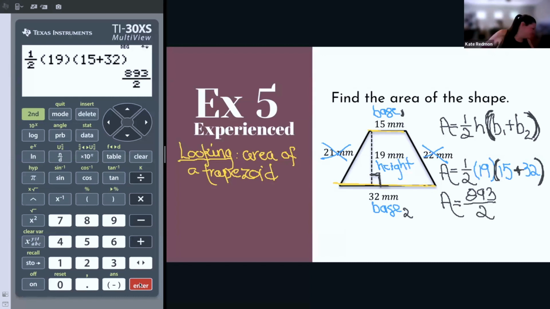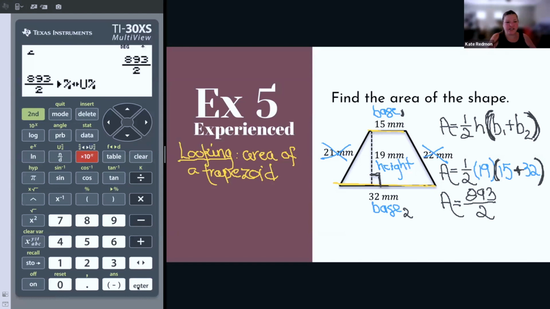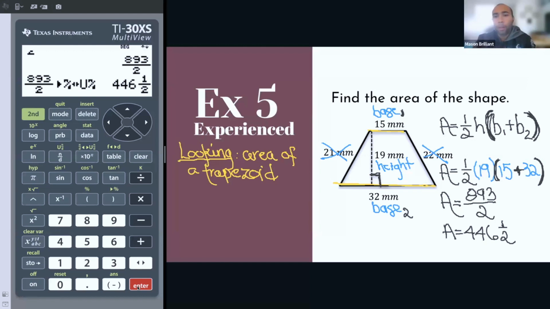What can I do? I would change that fraction into a mixed number. Beautiful. It's not wrong. It's just weird. So let's convert it into a mixed number. Again, we will use our n over d to un over d key. And we can see that's the same as 446 and a half. 446 and a half what? Millimeters squared. Beautiful. Square millimeters.